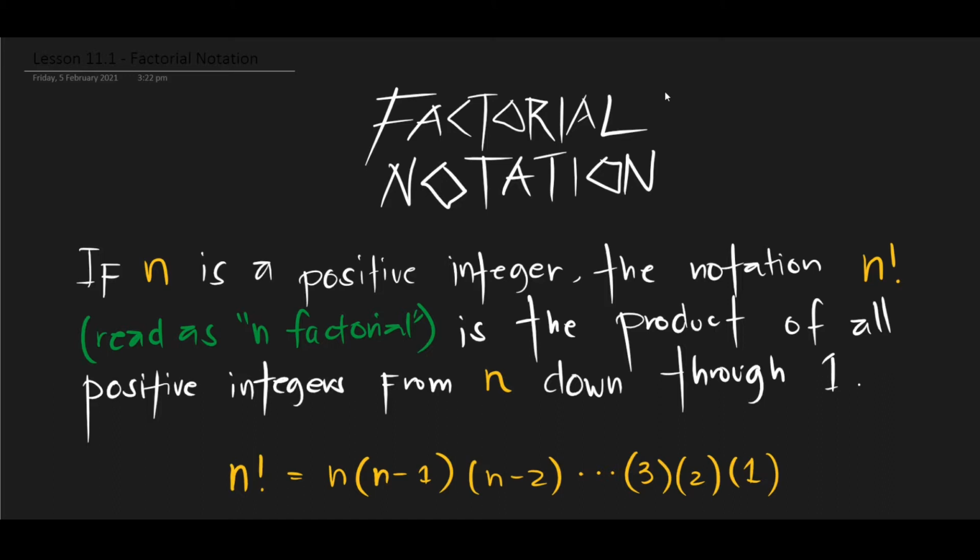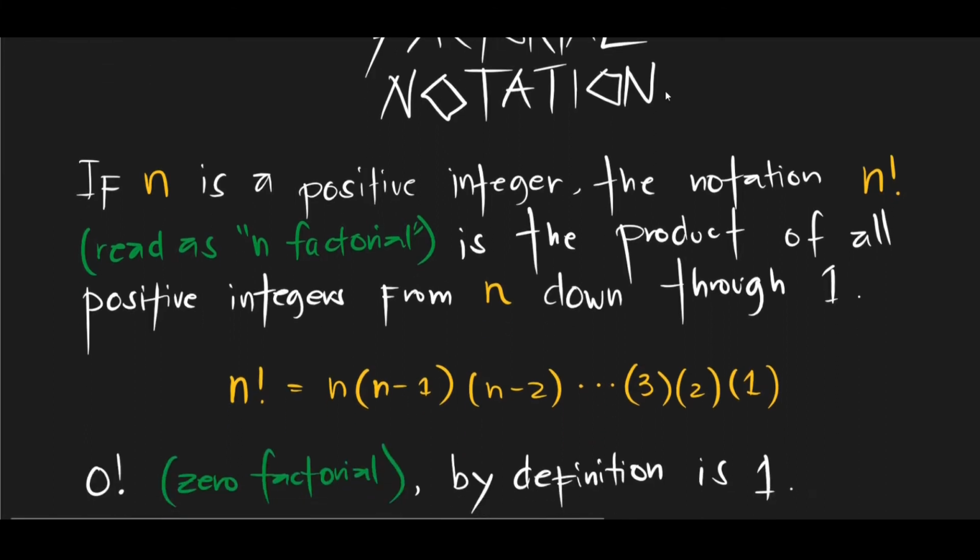Okay, so we have right here, if n is a positive integer, the notation n factorial is the product of all positive integers from n down through 1. So what does that mean? n factorial is equal to n multiplied by n minus 1 times n minus 2 times all the way to 3, 2 until we reach 1. Okay, so that's what the factorial symbol means. We will have some examples later.